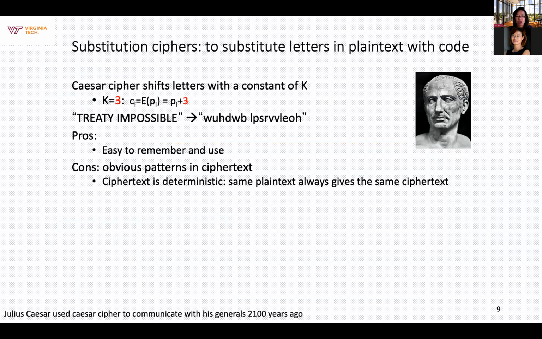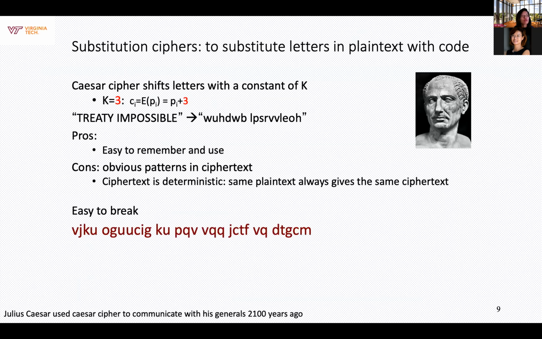We talked about Caesar cipher, which was used like 2,000 years ago for military communication. It is a substitution cipher, and the pros are that it's easy to remember, easy to read, easy to use. So of course, it's not very secure. Suppose you have this ciphertext.